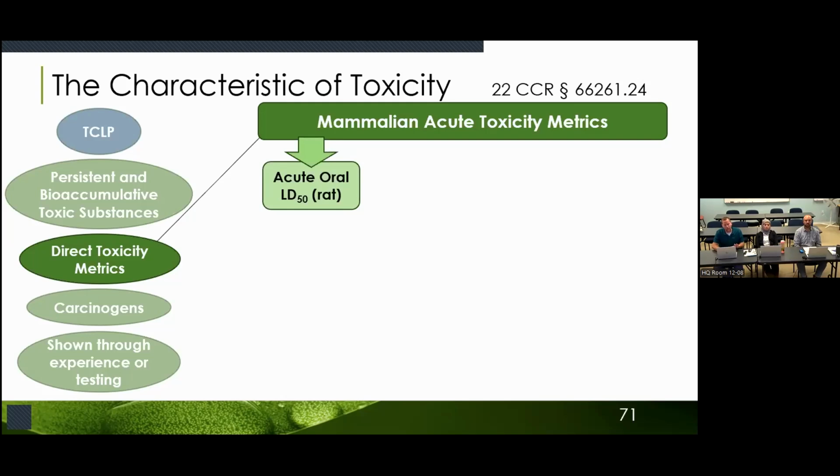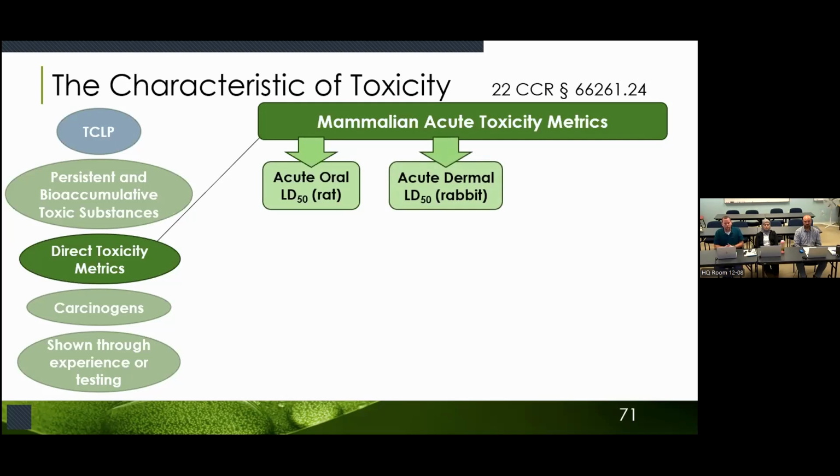That's similar for the next one, the acute dermal LD50. The differences are that this test is done on rabbits and the material is put on the skin of the rabbit instead of being fed to it. For both of these first 2 being LD50s, you'll see that the threshold value that determines whether a waste is hazardous or not is based on how much of the chemical is being given per the animal's body weight.